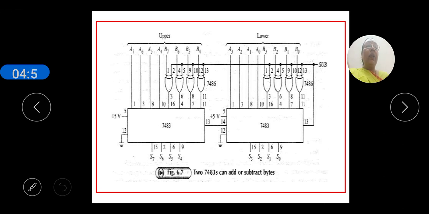Whenever sub is low, the circuit functions as an adder which adds A and B. Whenever sub is high, the circuit functions as a subtractor which performs A minus B. Thus, an adder subtractor functions as an adder or subtractor.